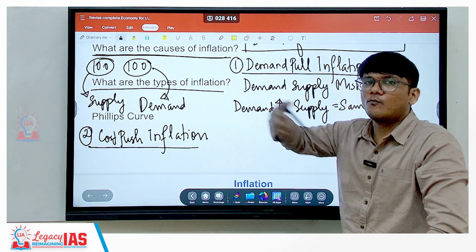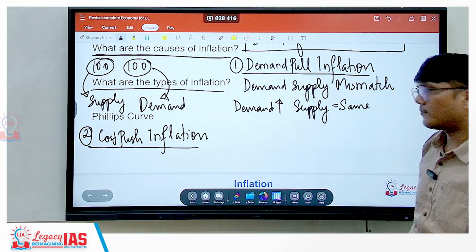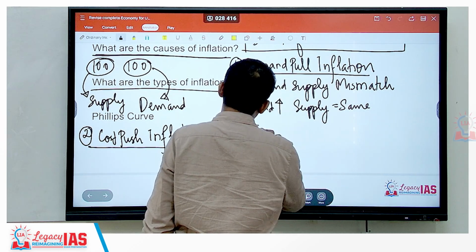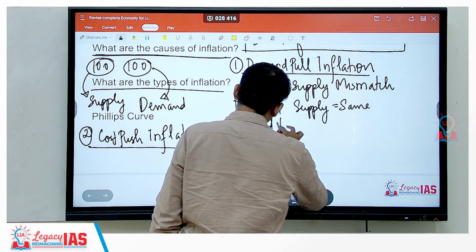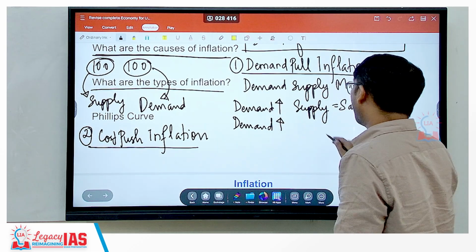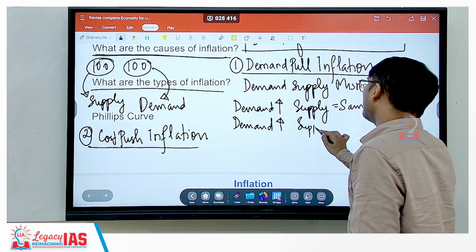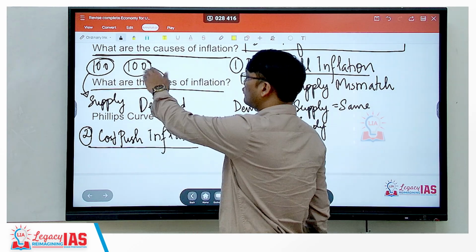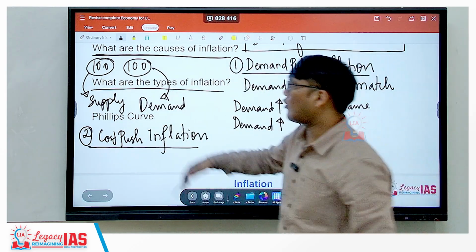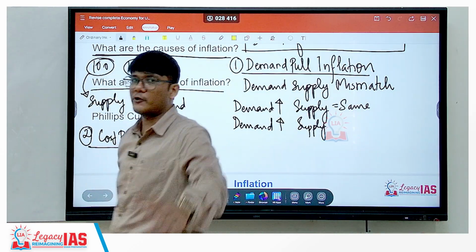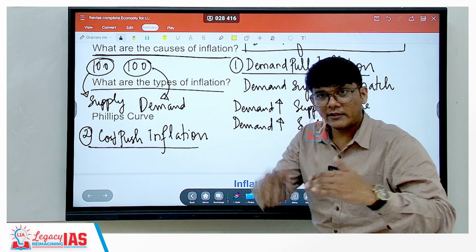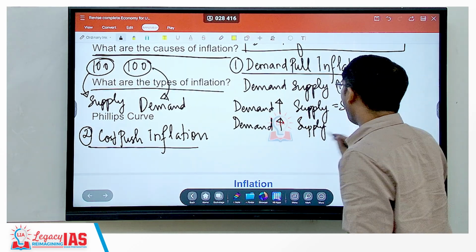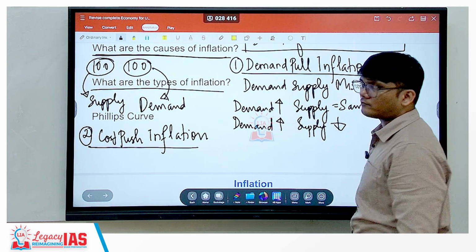Now since there is more demand, the prices will go up. Another thing that can happen is demand can go up and at the same time supply can go down. Next year, let's say the demand increased to 110, and the economy could not even produce 100 pens, it produced 90 pens. So the mismatch is even higher. Demand can go up and supply can come down.